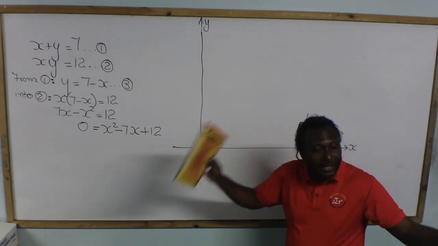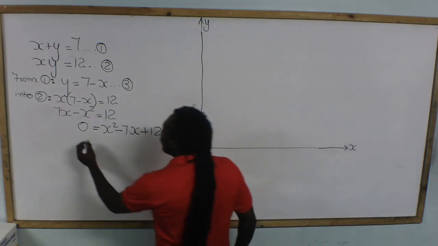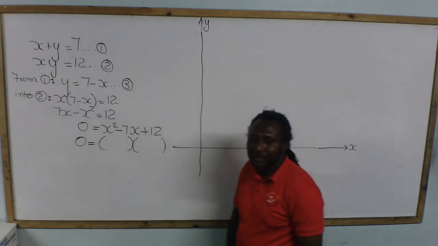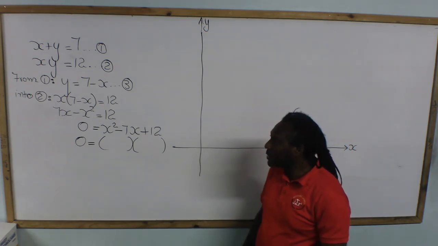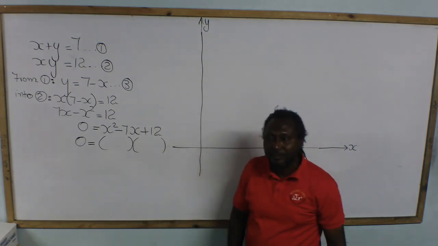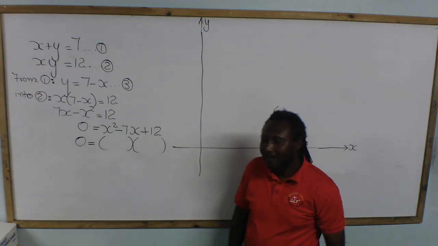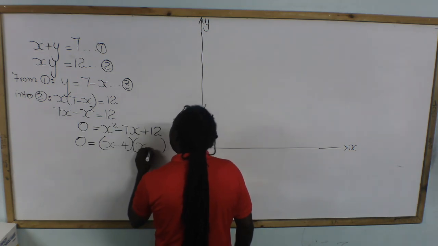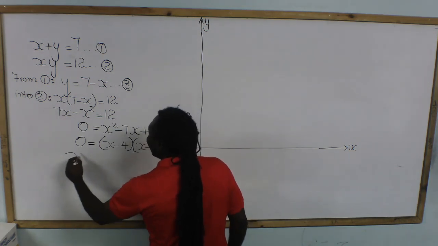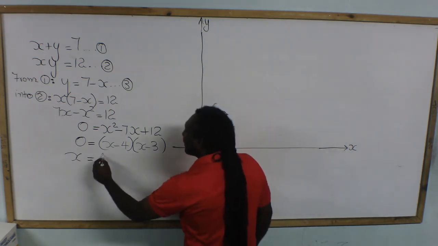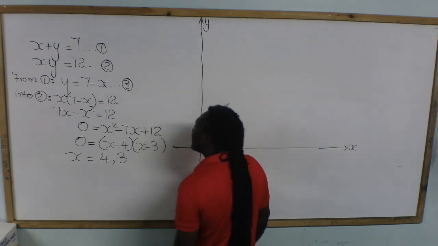That's okay. Solve it just the way that you will solve any other quadratic equation. So we have 0 is equal to, and of course your factorization, we do not have to go back to 5 weeks ago. What two numbers multiply to give 12, and when we add them, we get 7? So we have x minus 4, x minus 3, equal to what? x is equal to 4 or 3.